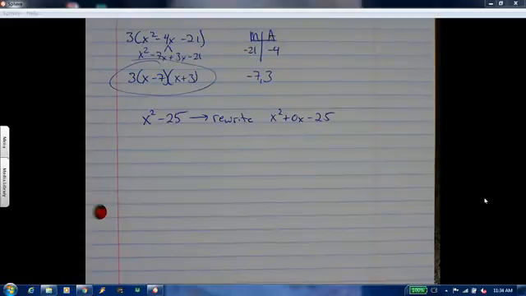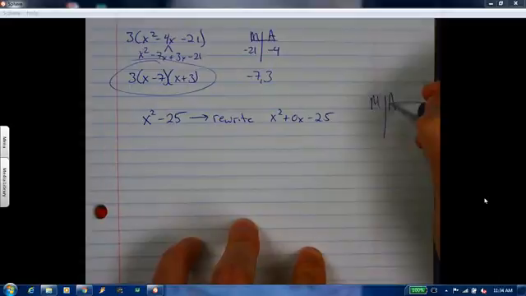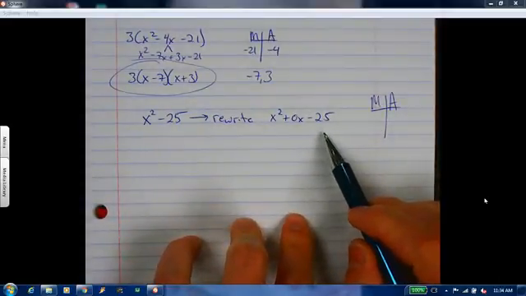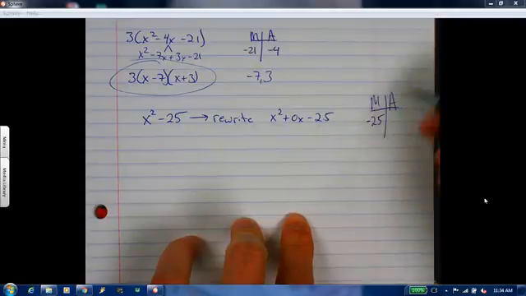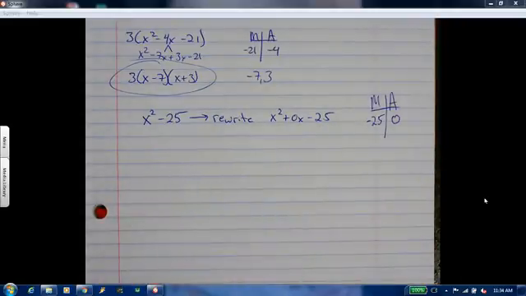So then what are your two? You're looking for things that multiply to negative 25, but now they have to add to 0. So if you have two numbers that add to 0, what do you know about those two numbers? One is negative and one is positive. What do we call the two numbers if they add to 0? Opposites. Okay, so they have to be opposite. So what two numbers are they?